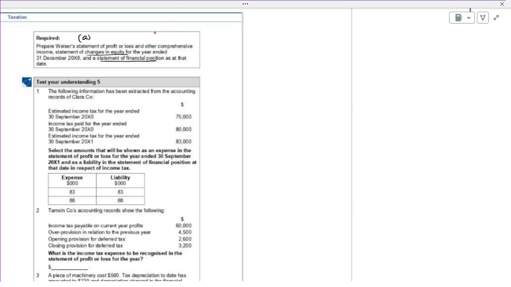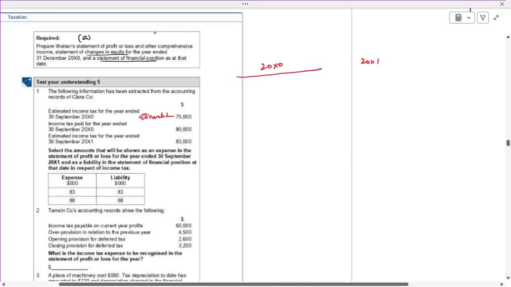We have made an under provision or over provision? This is the estimated amount. See, I will put it like this for your understanding. This is 2000 and this is 2001. We have estimated 75,000. This is the estimate. How much you have paid? You have paid 80,000.